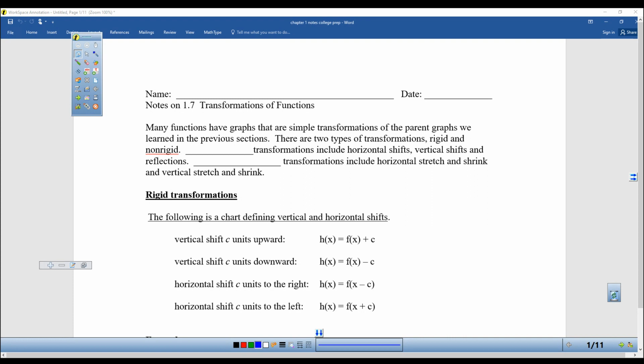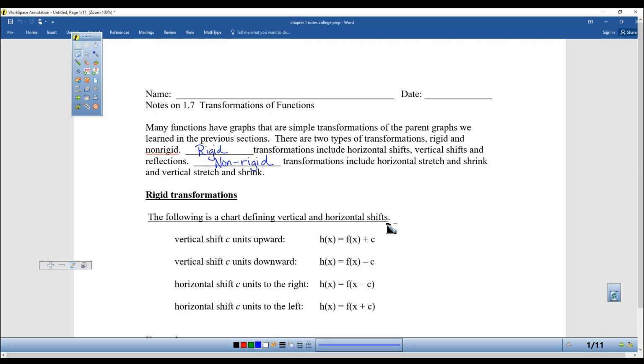Many functions have graphs that are simple transformations of the parent graphs we learned in previous sections. There are two types of transformations, rigid and non-rigid. Rigid transformations include horizontal shifts, vertical shifts, and reflections. Non-rigid transformations include horizontal stretch and shrink and vertical stretch and shrink. So the main way to know what a graph is going to do is where the extra number is.